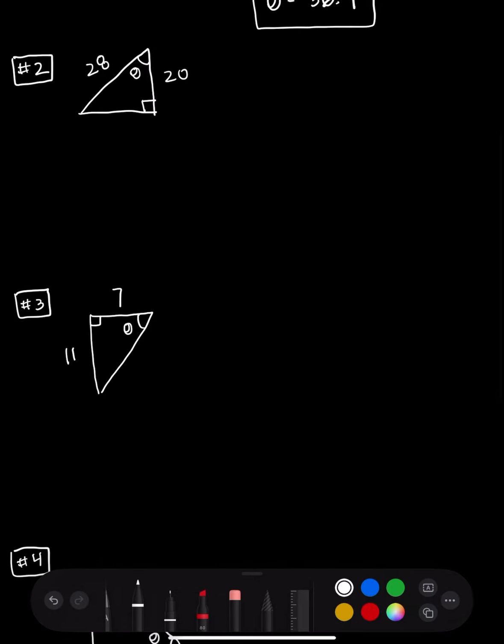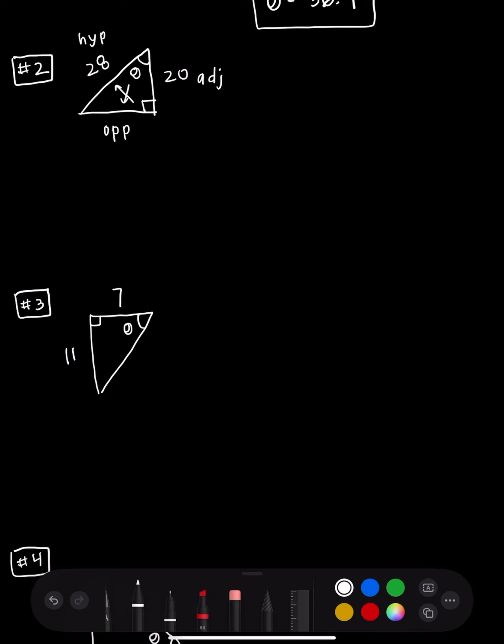Same thing, we want to solve for this angle, and the first thing we're going to do is label our sides opposite, hypotenuse, and adjacent based on the angle we want to solve for. So my opposite side would be opposite of the angle that I'm using. My hypotenuse is always opposite of the right angle, and then your adjacent's the one that's left over.